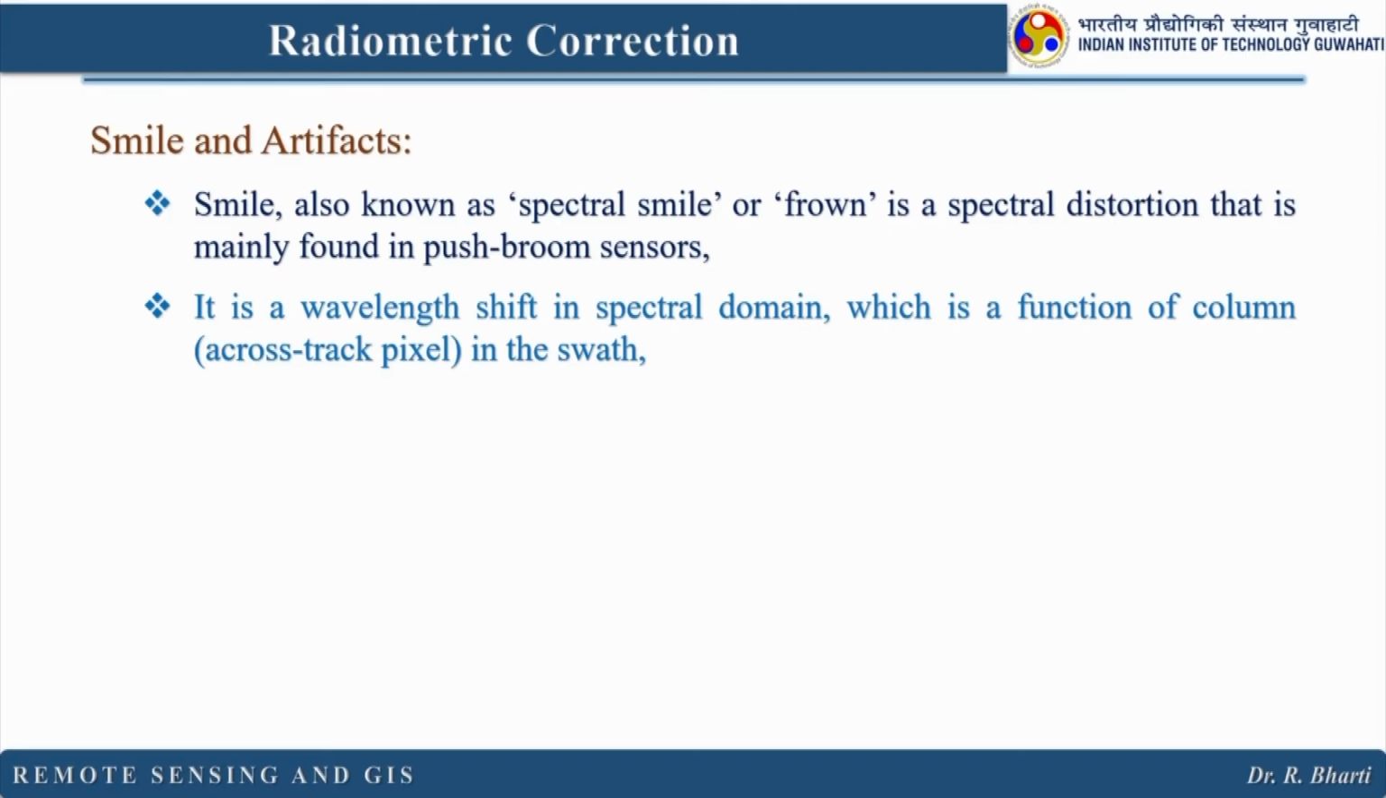So here what it says is there is a wavelength shift in the spectral domain. So what is happening during the measurement? So let us draw a vegetation spectra.